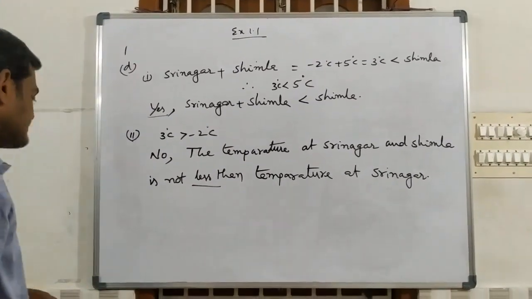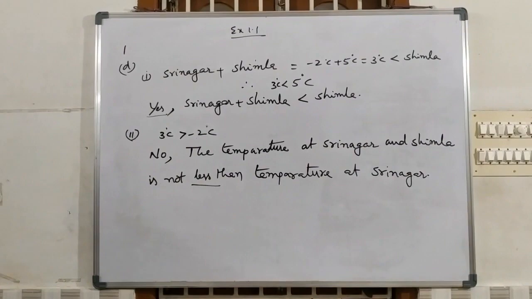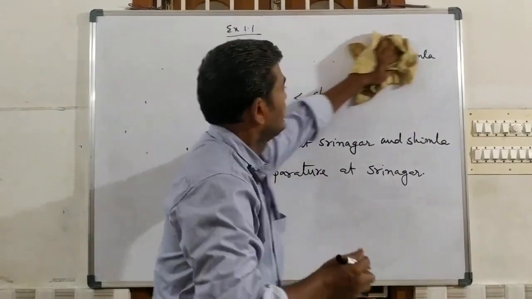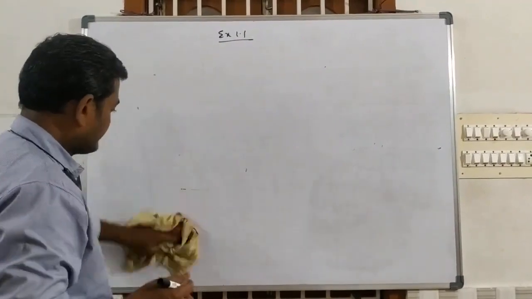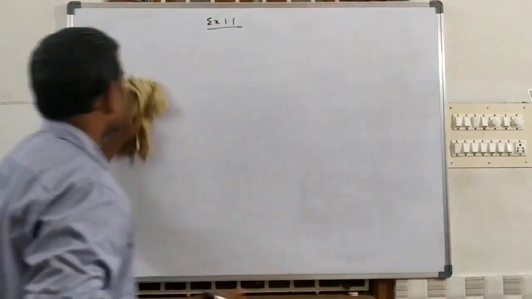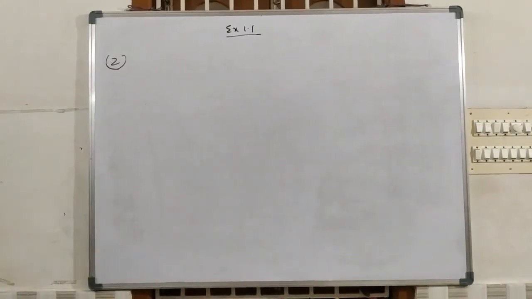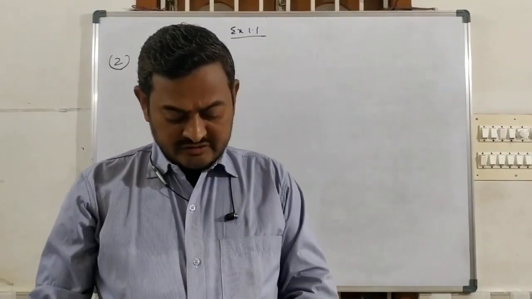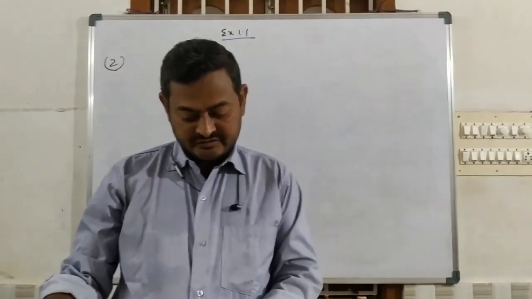If you come to the second question, what are they asking? In a quiz, read the question. In the second question they are conducting a quiz program. In this quiz program there are different rounds. In a quiz, positive marks are given for the correct answers and negative marks are given for incorrect answers.